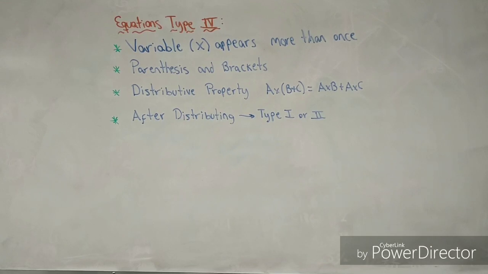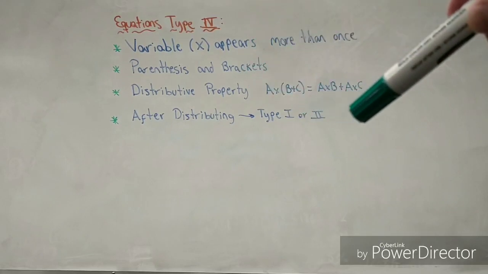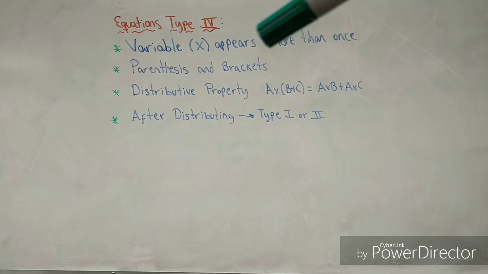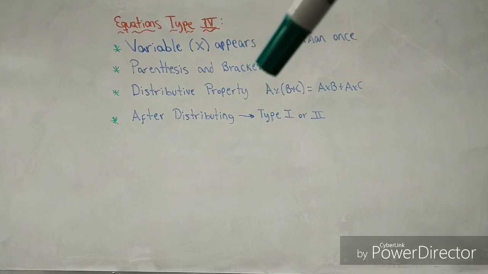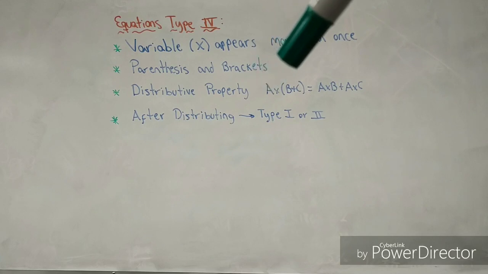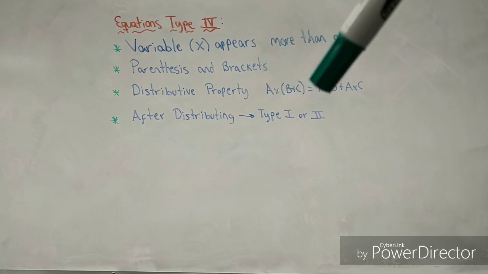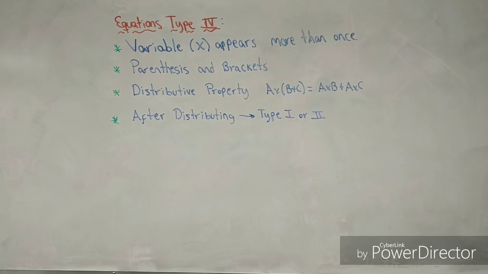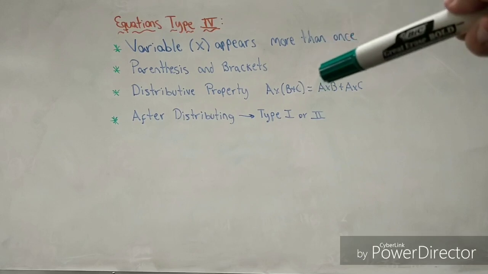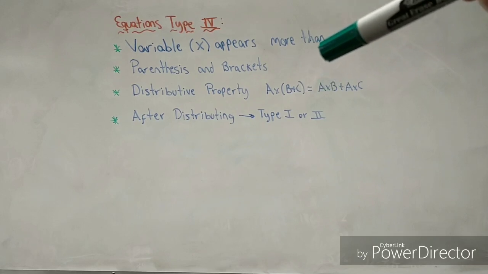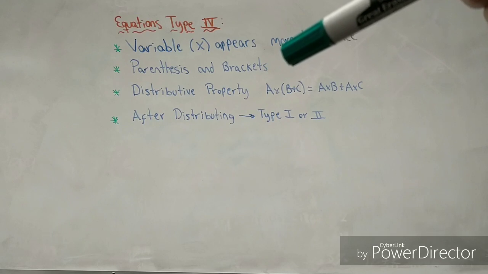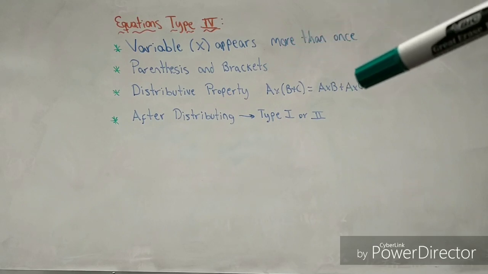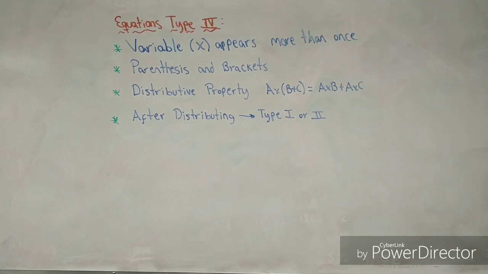If that happens, we're gonna need to use the distributive property, which is this one, and this is gonna be really important. So if we're gonna need to multiply a number times something that is in brackets or parentheses, we need to distribute it this way. So A times B plus A times C.